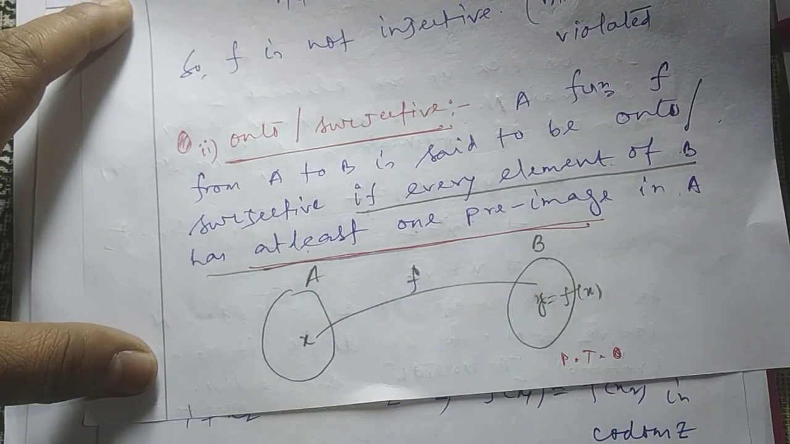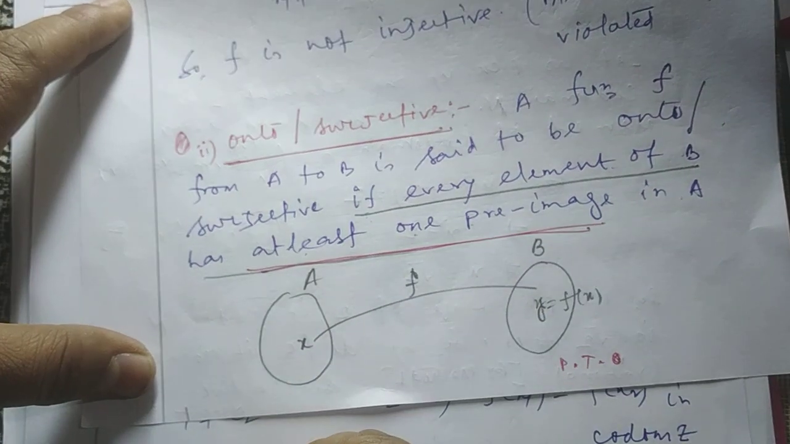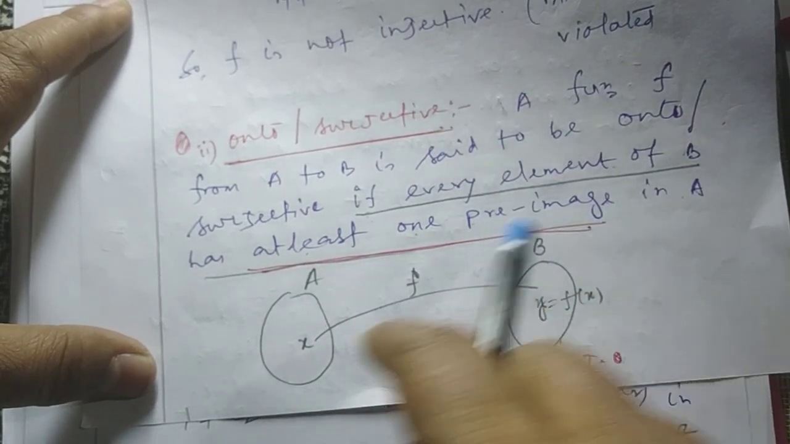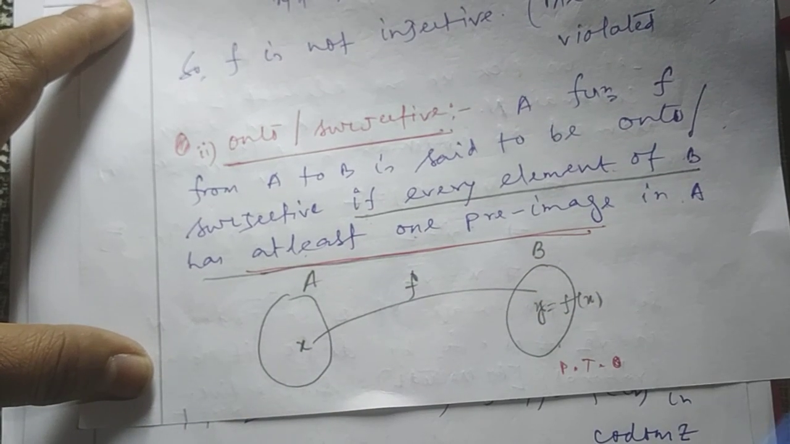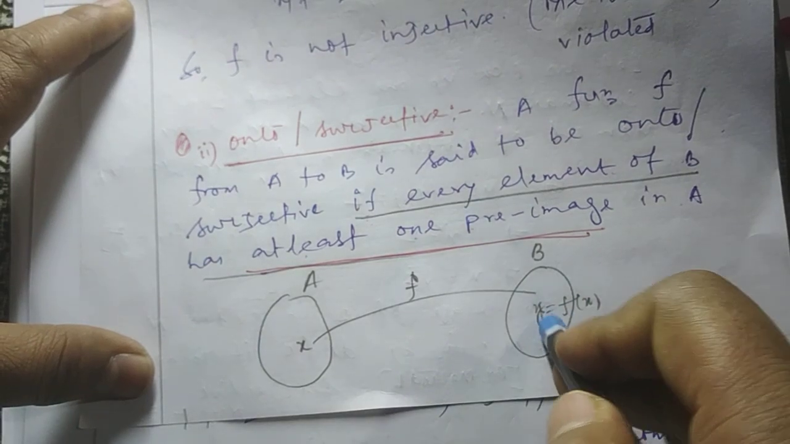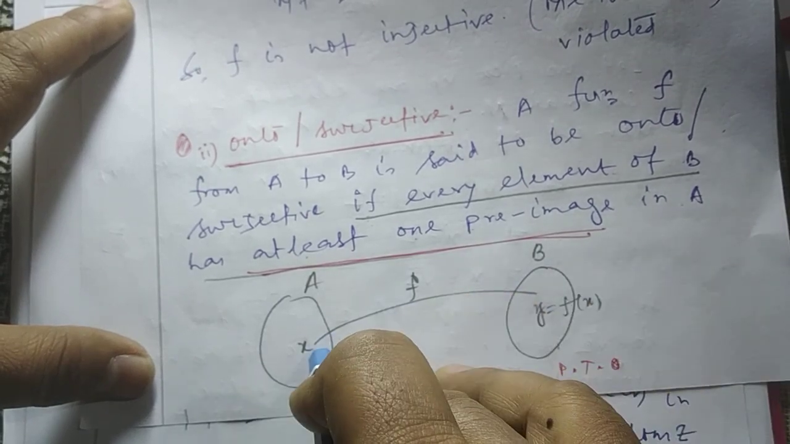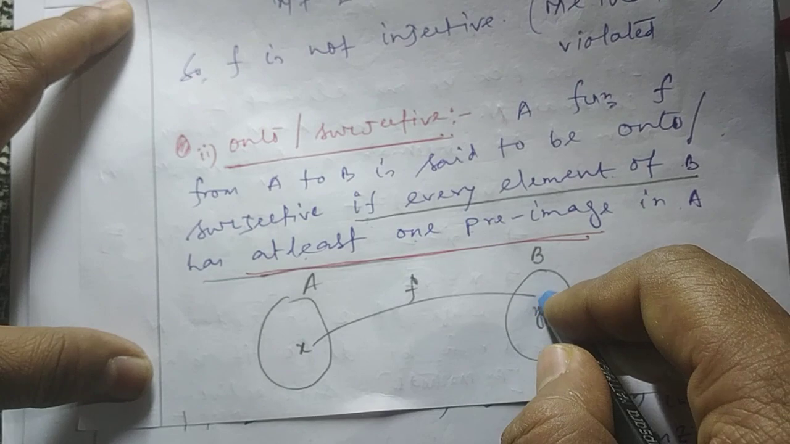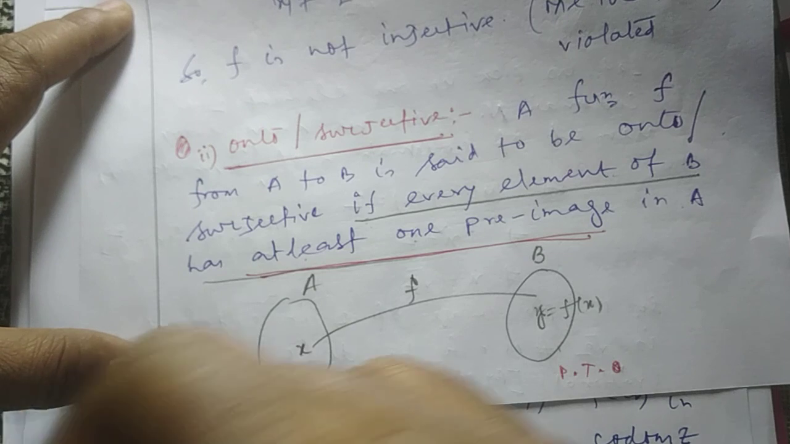Now look at the diagram here. Suppose we are taking any element y in the B set. Now according to the definition, to be surjective, y must have at least one preimage in A set. In fact, y may have so many preimages in A, but somehow if you can check y has at least one preimage in A, then f will be called surjective, otherwise not. Otherwise means, suppose y has no preimage in A, in that case f will not be surjective.